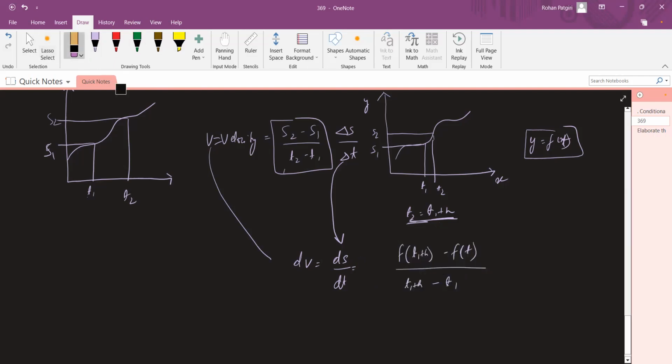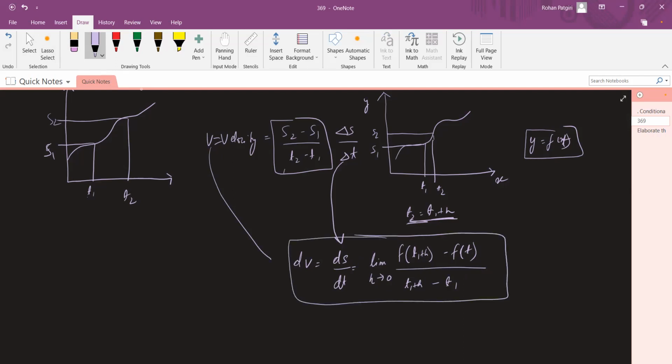Okay, we'll also put this as the limit h tends to 0. So what is this limit h tends to 0? h tends to 0 means h is the gap, and we are making it closer to 0. h is not 0, t1 is not equal to t2, but it is so close. We are trying to minimize h as much as possible.